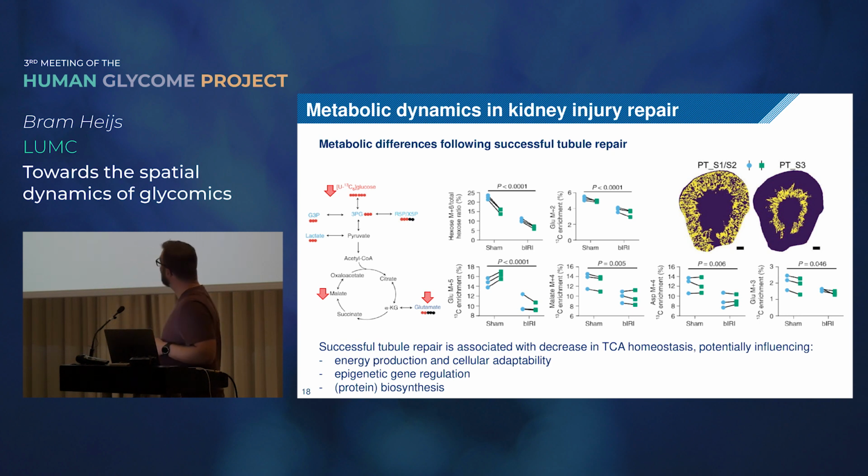However, if we looked at the metabolism of these healthy proximal tubules in the IRI mice, we see that pretty much every part of the metabolism is slower in the IRI kidney compared to the sham kidney. And this was something that was never observed before. Basically, this decrease in TCA homeostasis could lead to alterations in energy production and cellular adaptability, as well as could influence epigenetic gene regulation and protein biosynthesis.